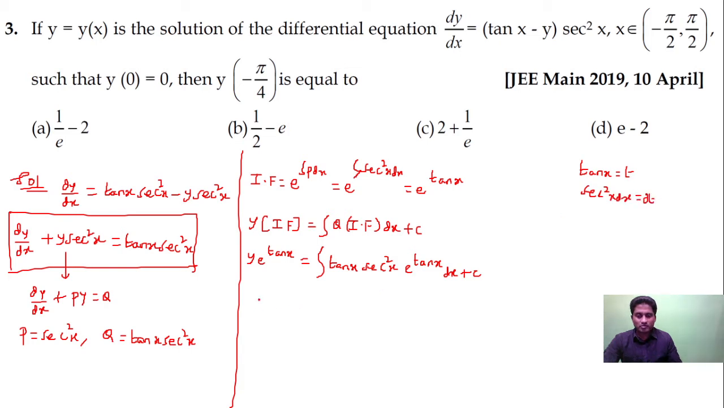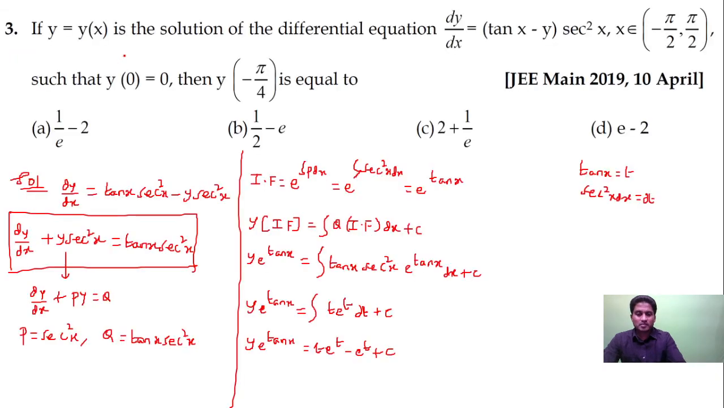So this is equal to y into e to the power of tan x is equal to, with tan x equal to t, t into e to the power of t, sec²x dx is equal to dt, plus C. If I use integration by parts, you get t into e to the power of t minus e to the power of t plus C. I'm directly doing this, guys, just use by parts there.